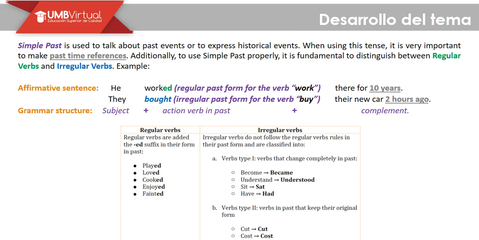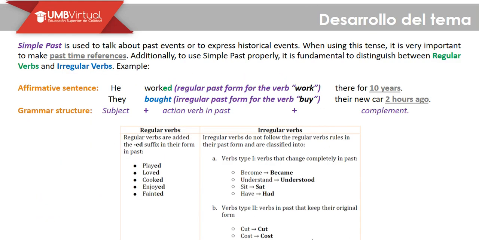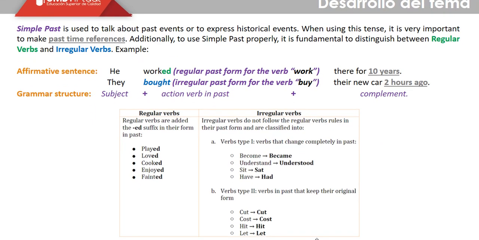Played, loved, cooked, enjoyed, fainted. Alright, entonces tenemos estos verbos en la forma regular. Es decir que lo que hacemos es agregar una ed, ¿ya? Posteriormente al verbo. In the irregular verbs we have the use of. En este caso vemos diferentes tipos o grupos de verbos.